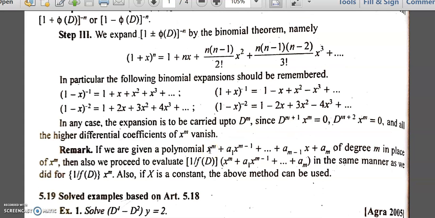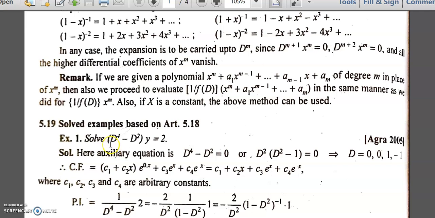Next, suppose our problem is D to the power 4 minus D square, y equal to 2, where 2 is any constant. So what is the auxiliary equation? D to the power 4 minus D square equals 0. Take D square common: D square into D square minus 1 equals 0. So what are the roots? 0, 0, 1, minus 1. The repeated roots 0, 0 give c1 plus c2 x times e to the power 0x. And 1 and minus 1, being different, give c3 e to the power x plus c4 e to the power minus x. So this is our complementary function.